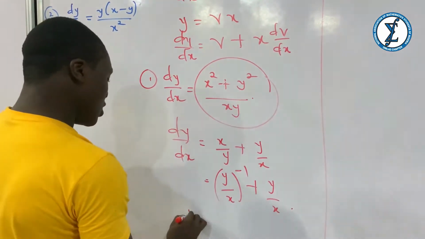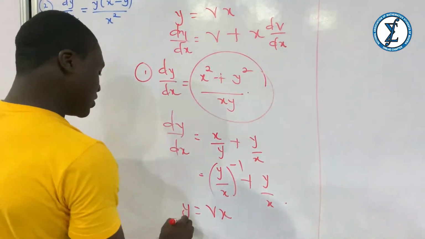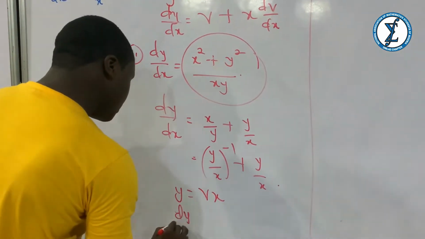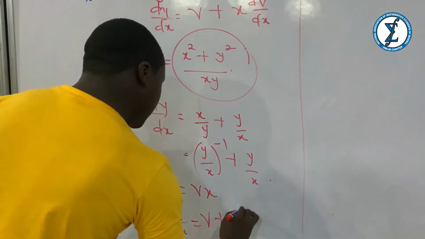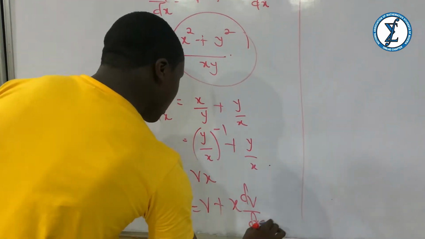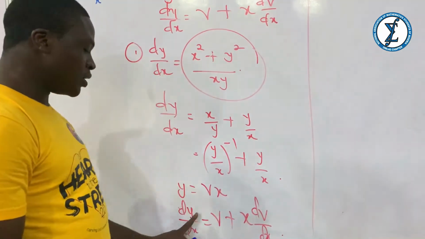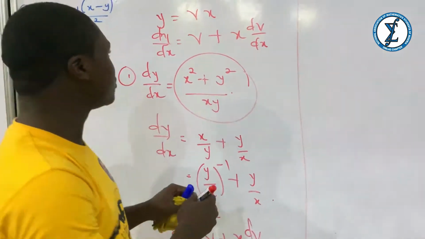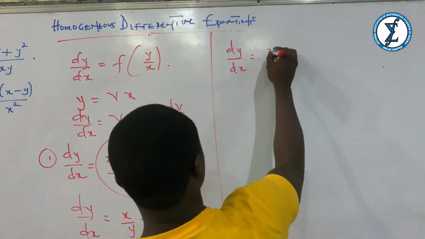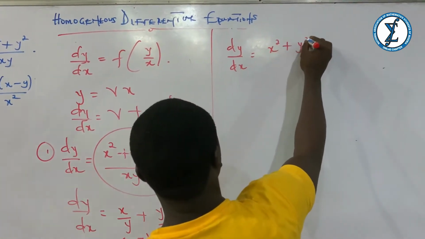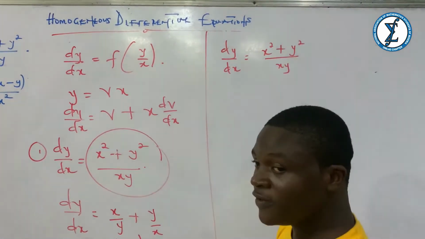We are saying y is equal to v times x, where v is a function of x, so that dy/dx becomes v plus x dv/dx. So anywhere I see y, I'll be bringing in v times x. Anywhere I see dy/dx, I'll be bringing in v plus x dv/dx. So let's go. I have our question back: dy/dx equal to (x squared plus y squared) over xy. So I said our dy/dx is v plus x dv/dx.